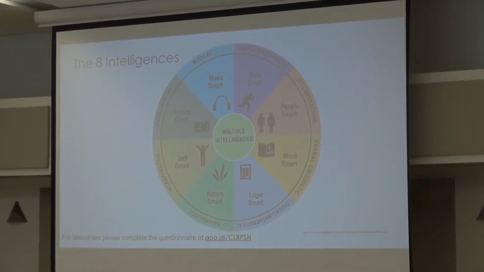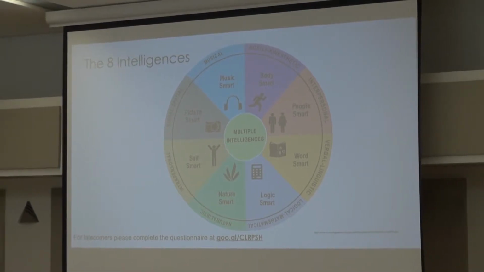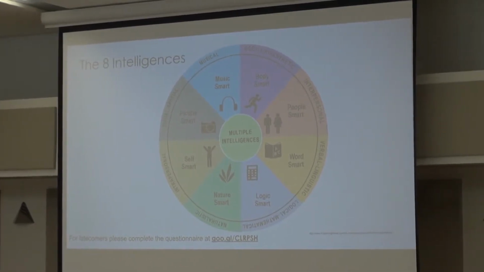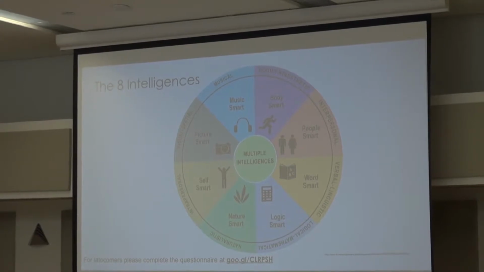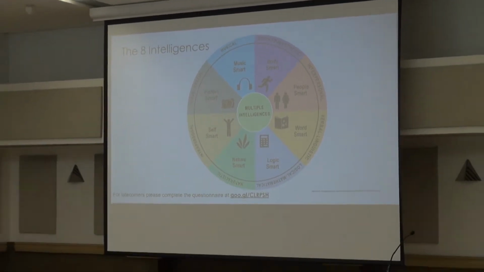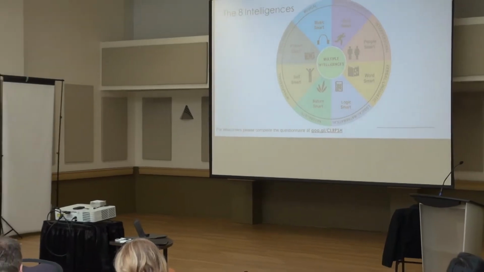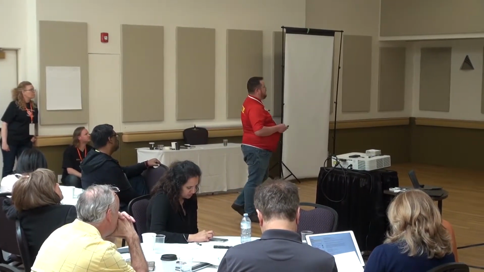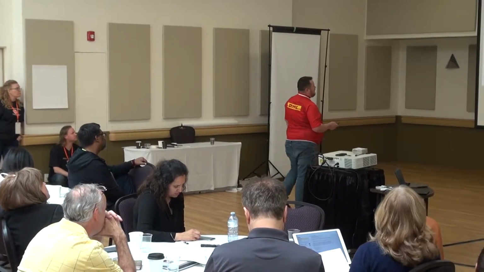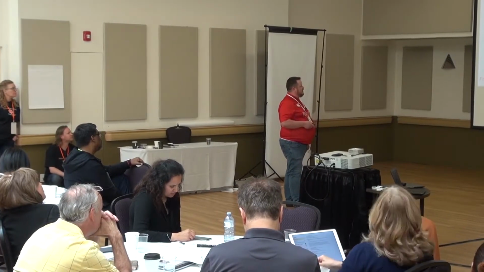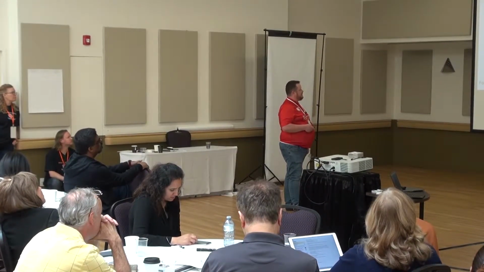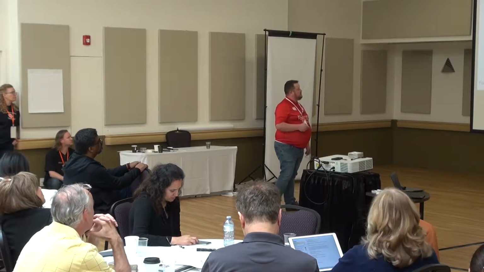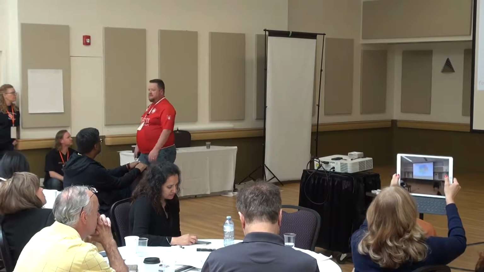What Dr. Gardner does is he initially identified 8 intelligences. And these are the 8 intelligences that he identified. Later in his career, he identified a couple more, but I really wanted to focus on these 8 because these are the most prominent. We start off with body smart, people smart, word smart, logic smart, nature smart, self smart, picture smart, and music smart. And I'll go into a little bit of detail as we progress.